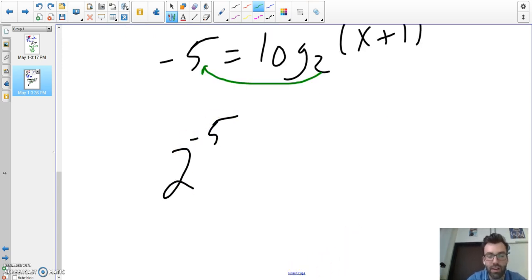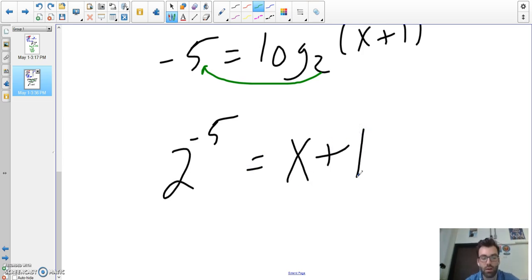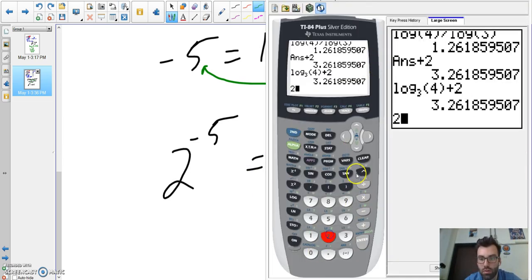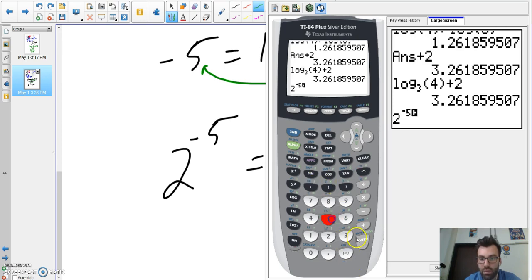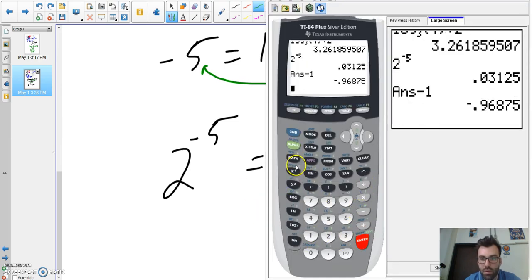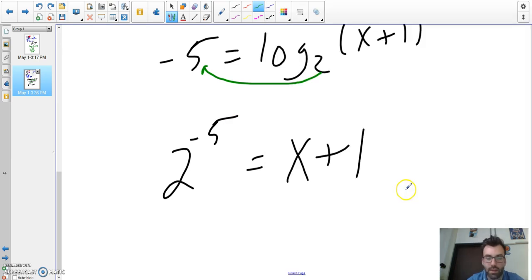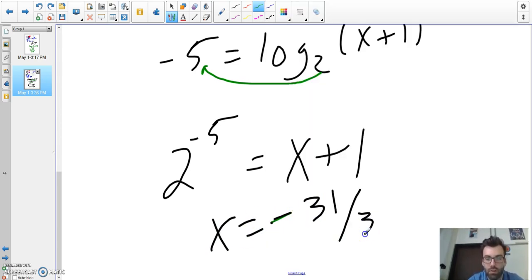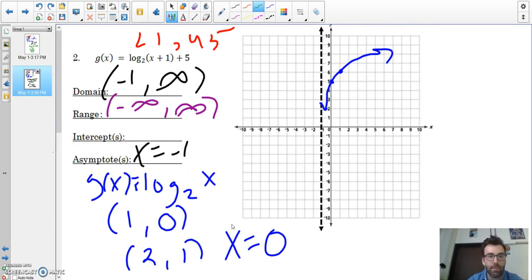2 to the negative 5 equals x plus 1. And then I'm going to subtract 1. So 2 to the negative 5 minus 1 equals, math, enter, enter. X equals negative 31 over 32. So that would be my x-intercept. Negative 31 divided by 32, comma 0.